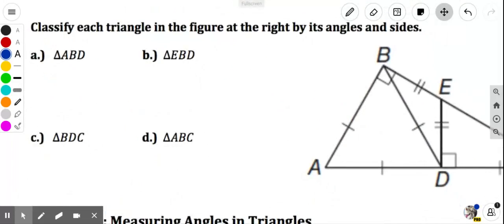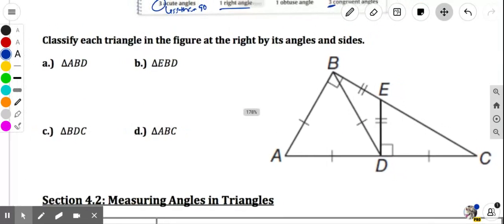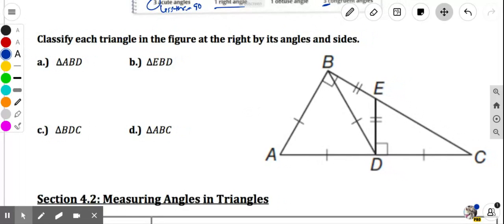So just real quick, some classifying. We'll use this triangle right here. We're going to classify these triangles by angles and by sides. So you name a triangle using its 3 vertices in any order using capital letters. So see, here's an example right here. There's a little triangle symbol and then the 3 capital letters. So triangle ABD would be this one right here.